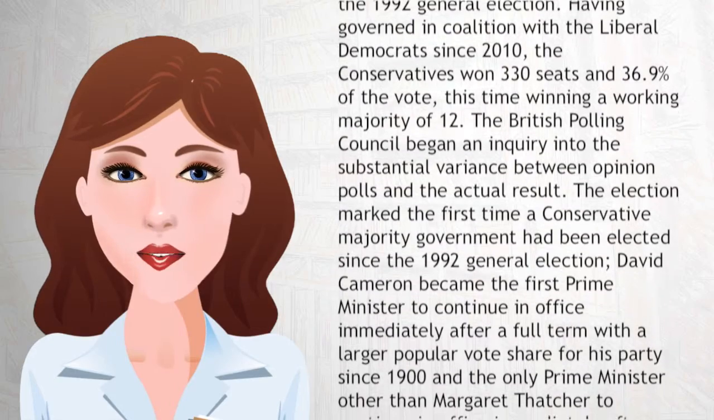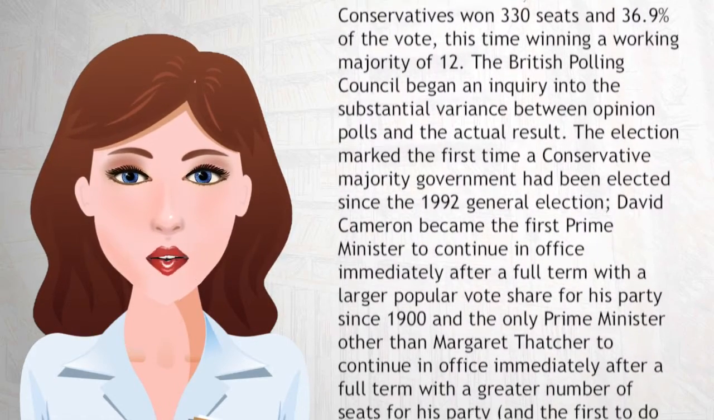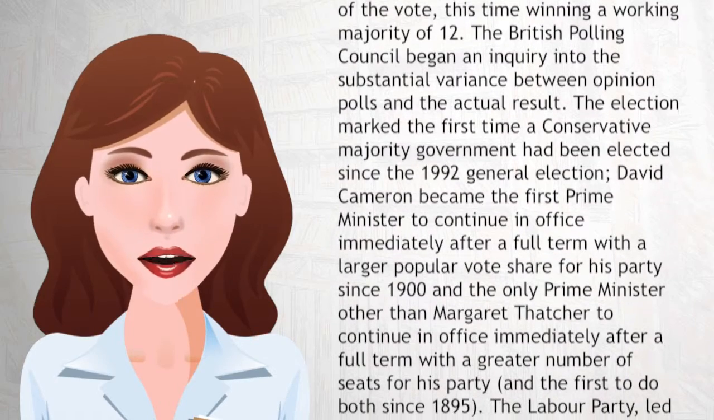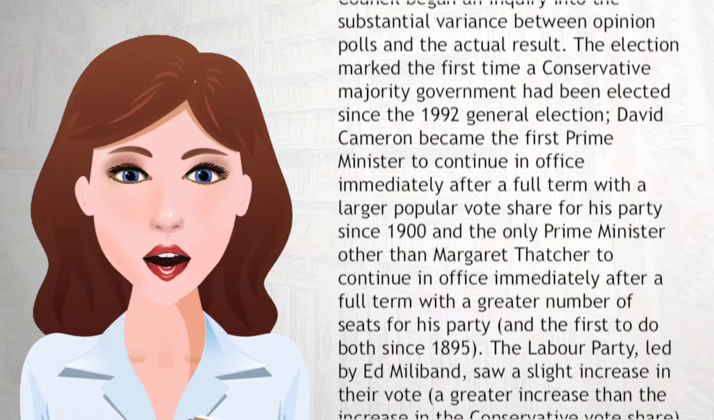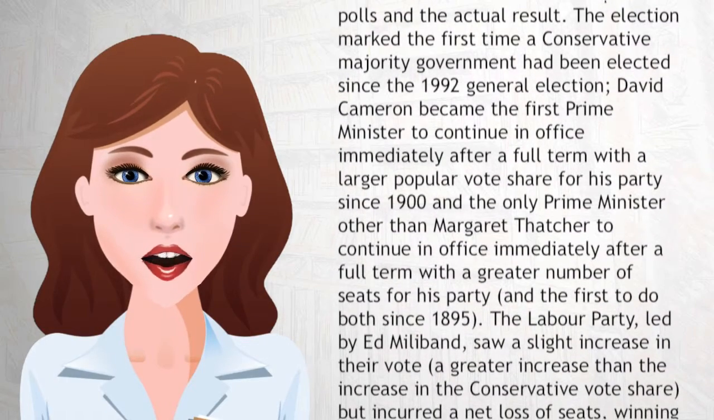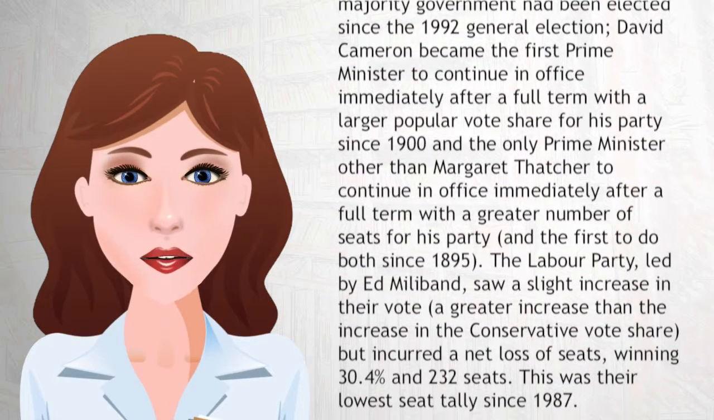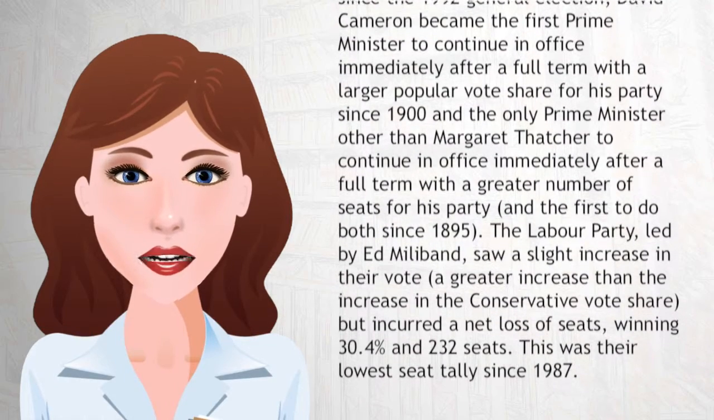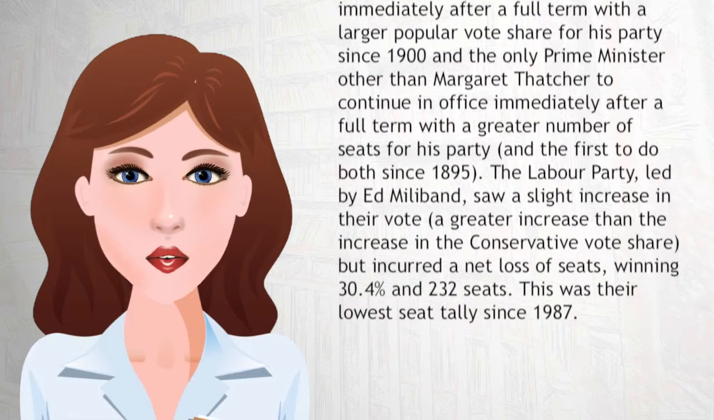The election marked the first time a Conservative majority government had been elected since the 1992 general election. David Cameron became the first Prime Minister to continue in office immediately after a full term with a larger popular vote share for his party since 1900, and the only Prime Minister other than Margaret Thatcher to continue in office immediately after a full term with a greater number of seats for his party, and the first to do both since 1895.